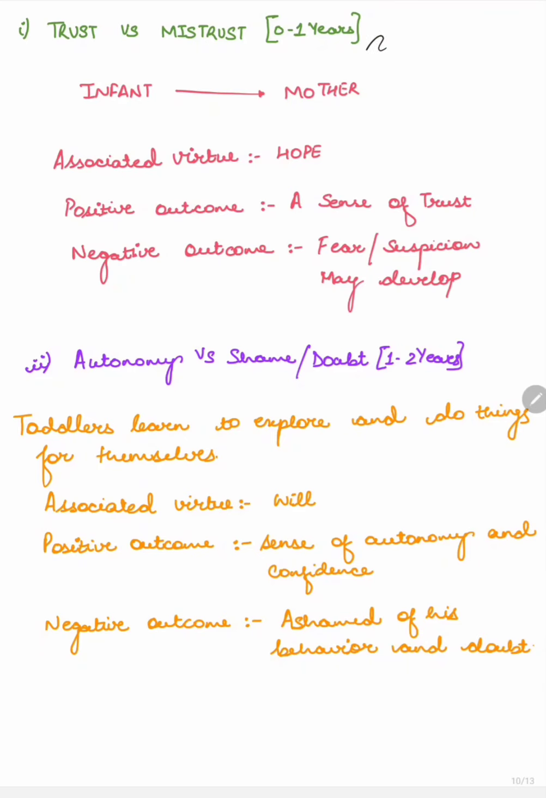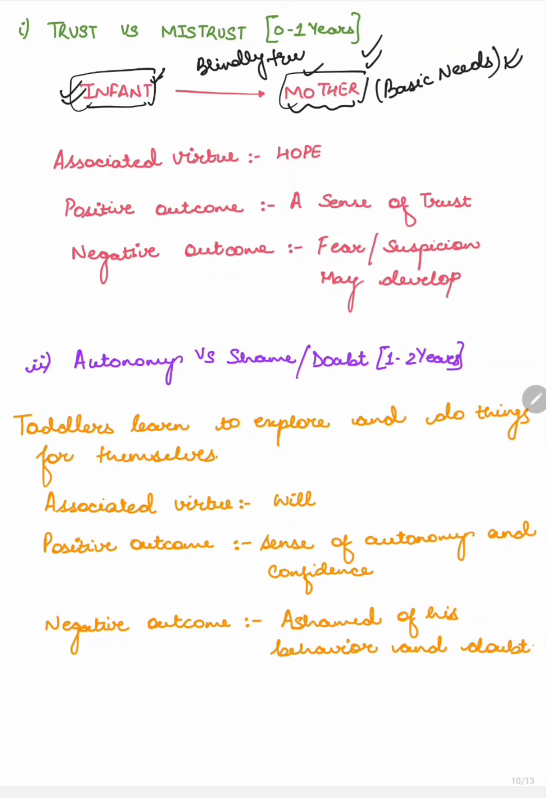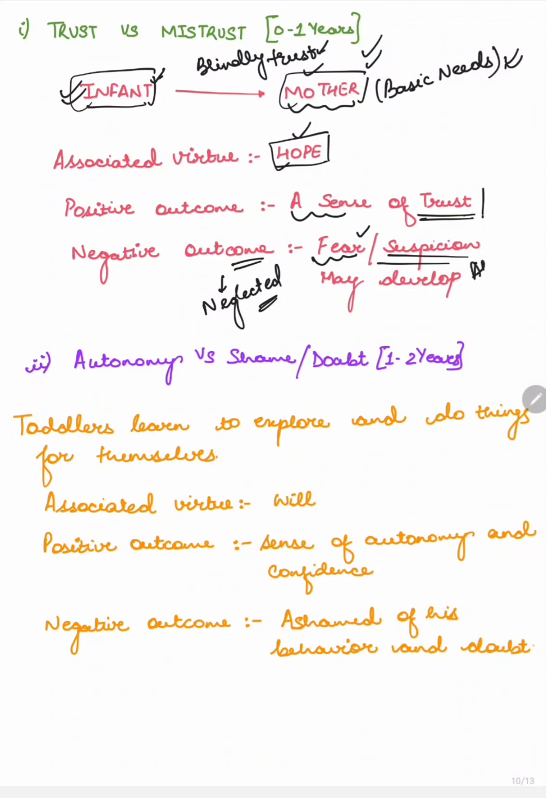Now the first stage is trust versus mistrust, which is from 0 to 1 year of age. At this age, the child or the infant is basically dependent upon his or her mother, right? For the basic needs to be fulfilled. So the infant basically blindly trusts the caregiver, that is the mother. So the associated virtue is hope. If the child is pampered properly, cuddled, right, then the positive outcome will be a sense of trust will be built. But the negative outcome, if the child is neglected at this stage, the child will develop fear, suspicion at later stages in life, right?